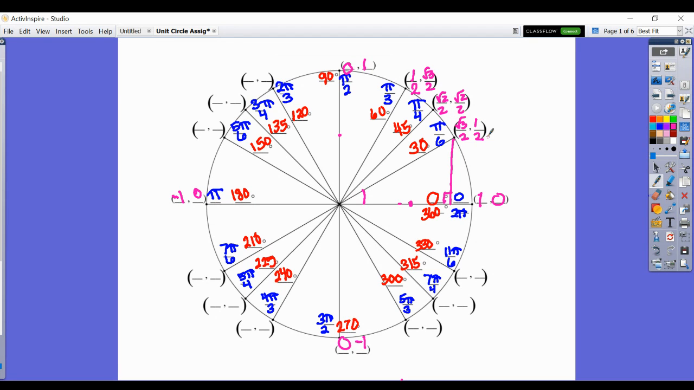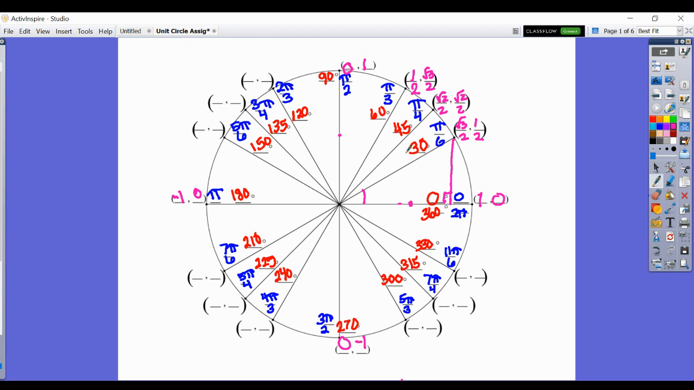Anyway, if you don't understand that, you can look back at 30, 60, 90 right triangle and 45, 45 right triangle lessons. Now, the good news is we're basically done because these points are all going to be the same, just with negative signs in each quadrant.